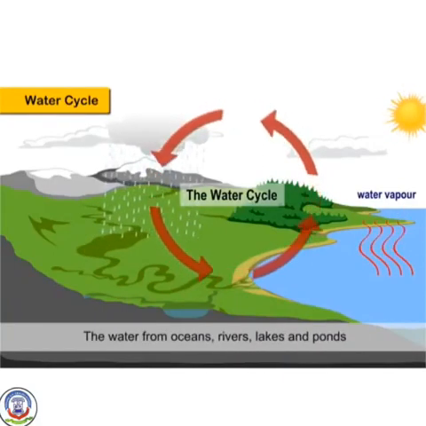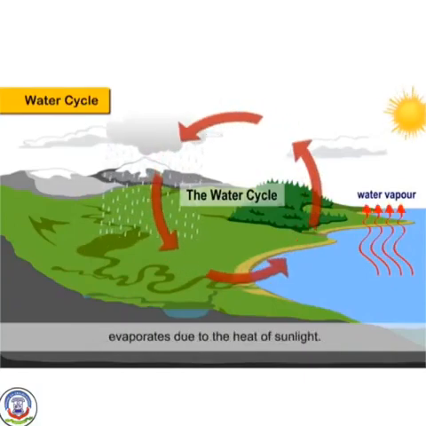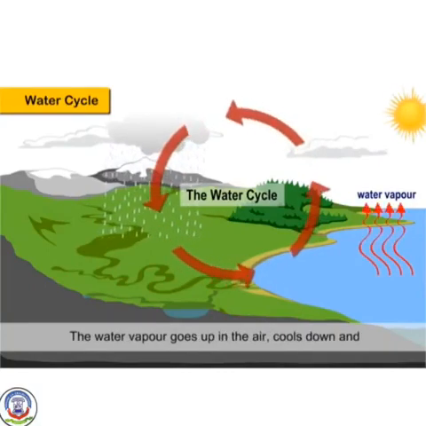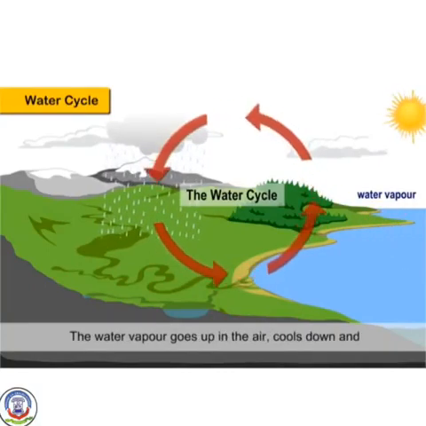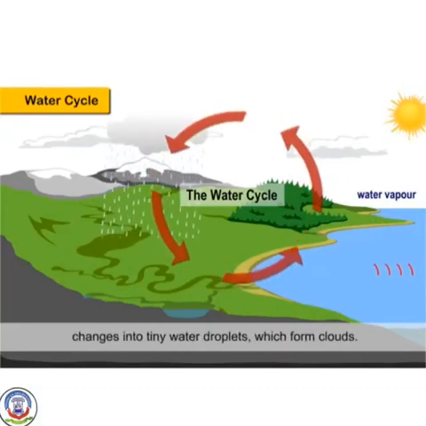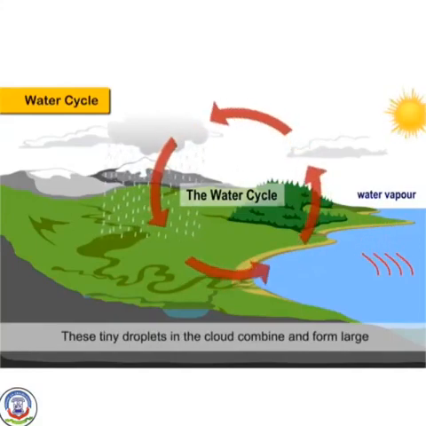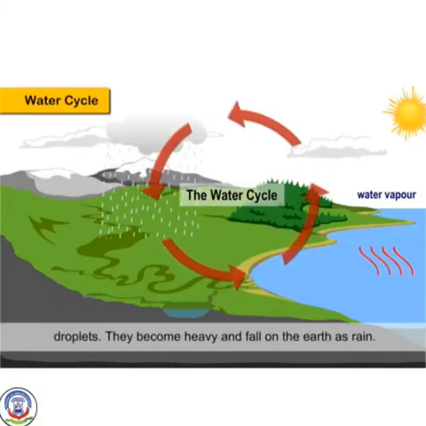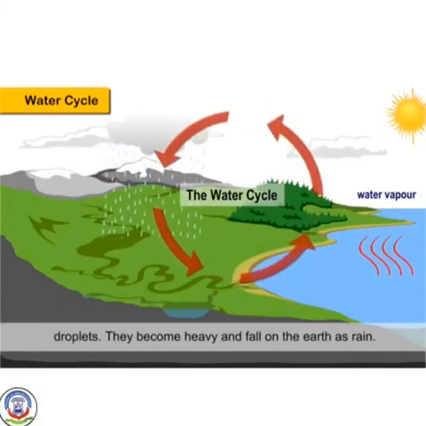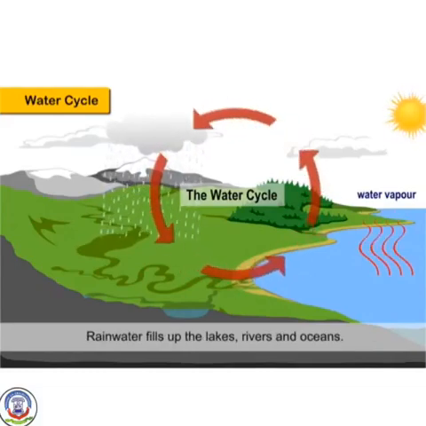The water from oceans, rivers, lakes and ponds evaporates due to the heat of sunlight. The water vapor goes up in the air, cools down, and changes into tiny water droplets, which form clouds. These tiny droplets in the cloud combine and form large droplets. They become heavy and fall on the earth as rain. Rainwater fills up the lakes, rivers, and oceans.